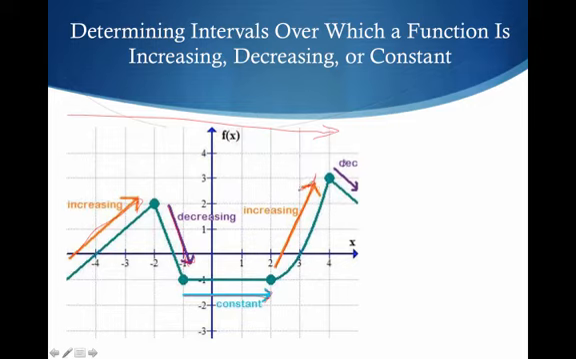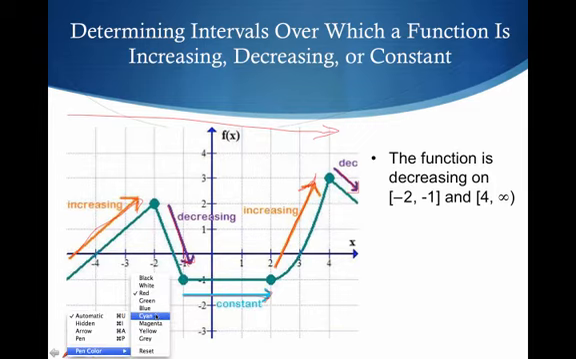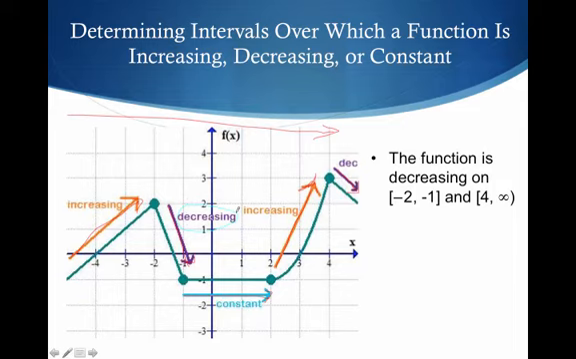we're increasing, decreasing, constant, increasing, and then decreasing. But in the homework, it's going to ask for the intervals over which the function is increasing. This means they want the domain intervals, and domain is the x-axis. Now we can go back to our purple where we're actually decreasing. I know that I'm decreasing on these pieces, but I need the domain. The domain is -2 to -1 and 4 to infinity. Those are the domain intervals.